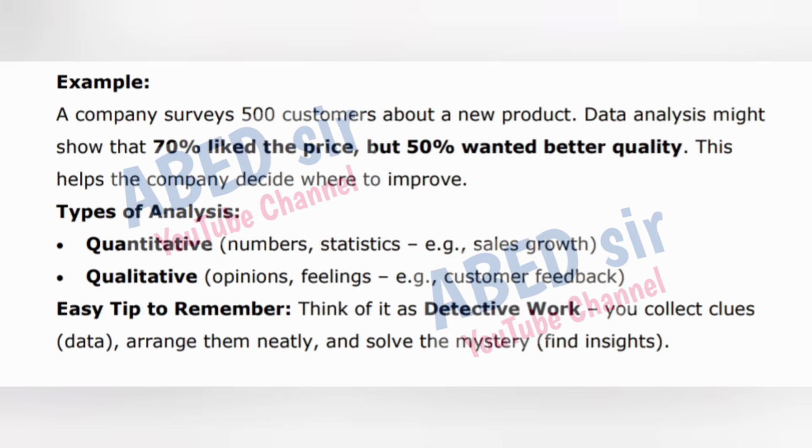Example: a company surveys 500 customers about a new product. Data analysis might show that 70% liked the price, but 50% wanted better quality. This helps the company decide where to improve. Types of analysis. Quantitative, numbers, statistics. Example: sales growth. Qualitative, opinions, feelings. Example: customer feedback. Easy tip to remember: think of it as detective work. You collect clues, data, arrange them neatly, and solve the mystery, find insights.